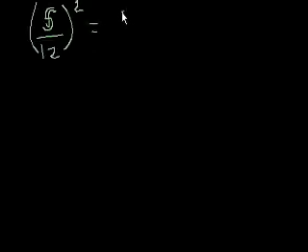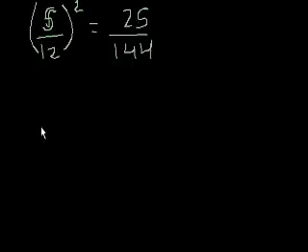Let's do a couple more. So if I said 5/12 squared, well, that equals 25/144. 5 times 5 is 25. 12 times 12 is 144.